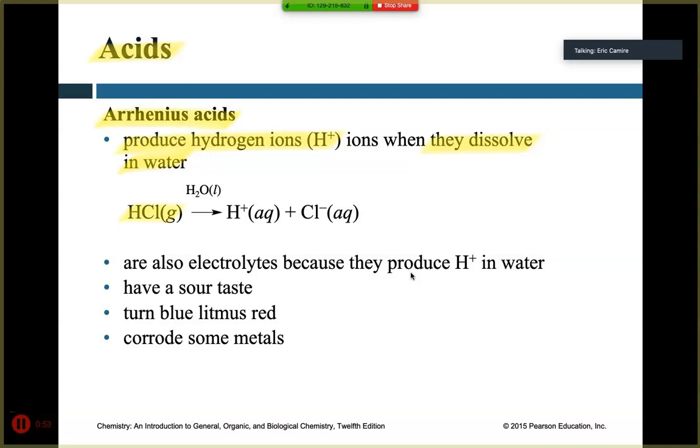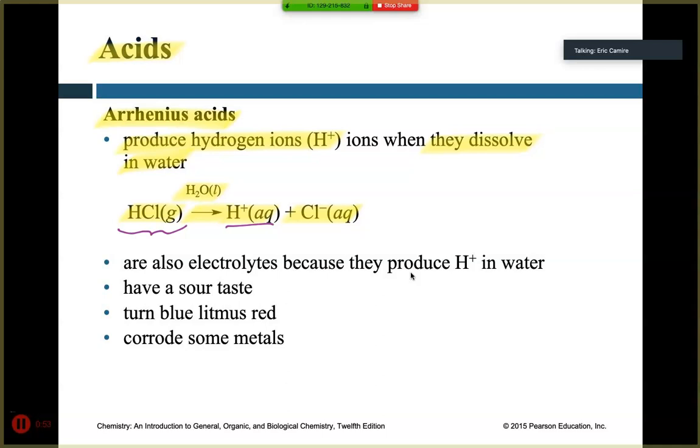We're seeing a reaction, so we're showing the forward arrow, it's yielding. We write H2O over the arrow to indicate that it's being dissolved into water. So we start with our HCl gas. We can bubble that through water, and when it interacts with the water, it's going to separate into two products, one of which is going to be H+. And so by definition, this makes hydrochloric acid, HCl, an acid.